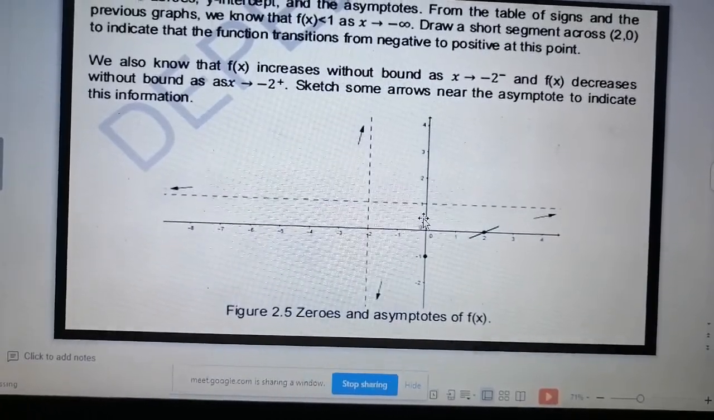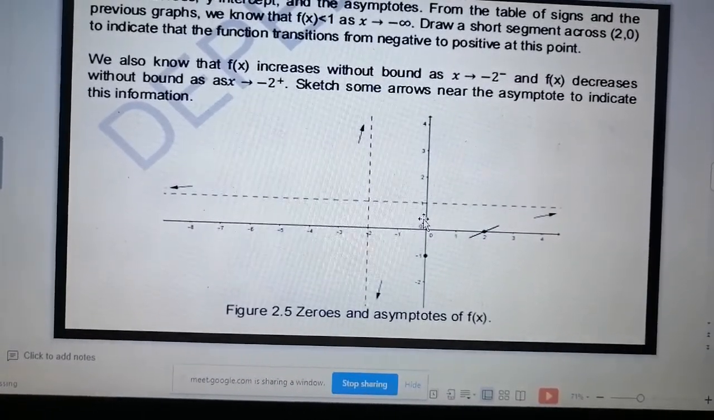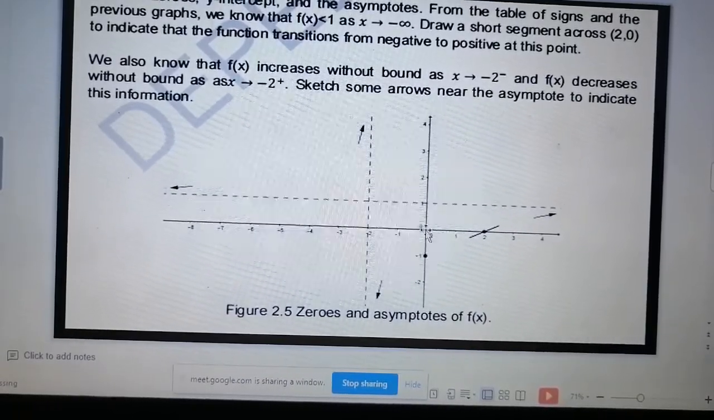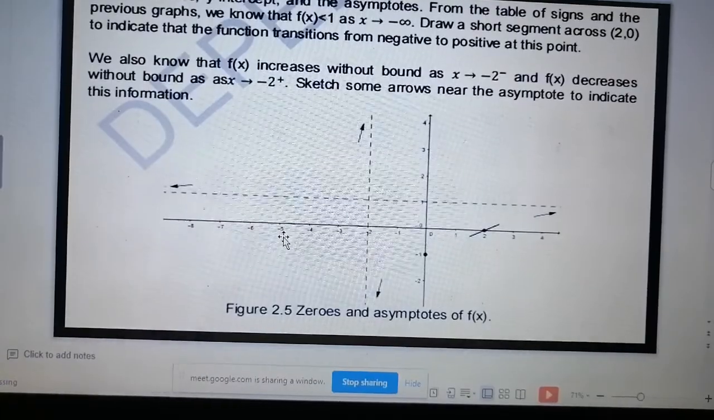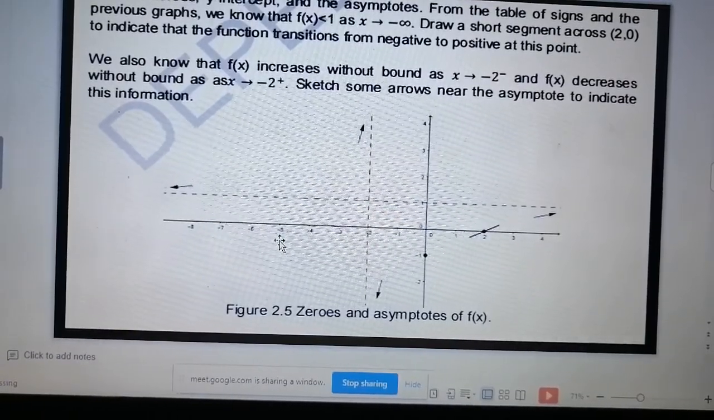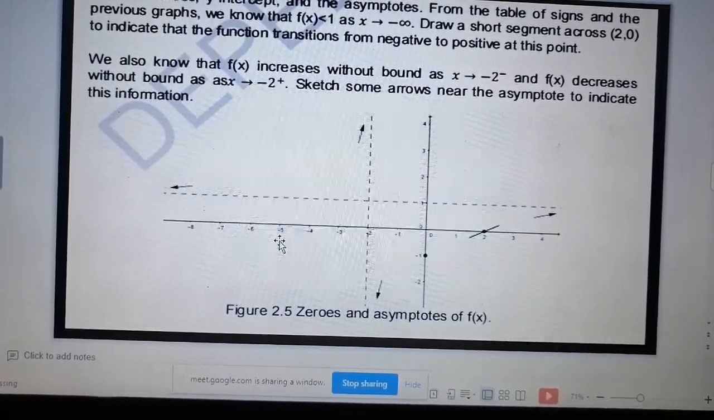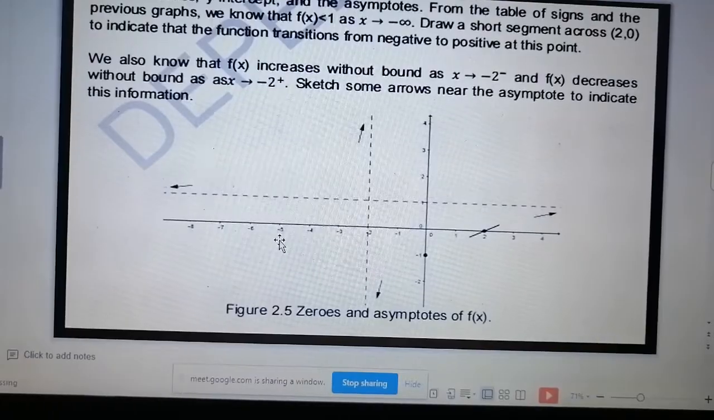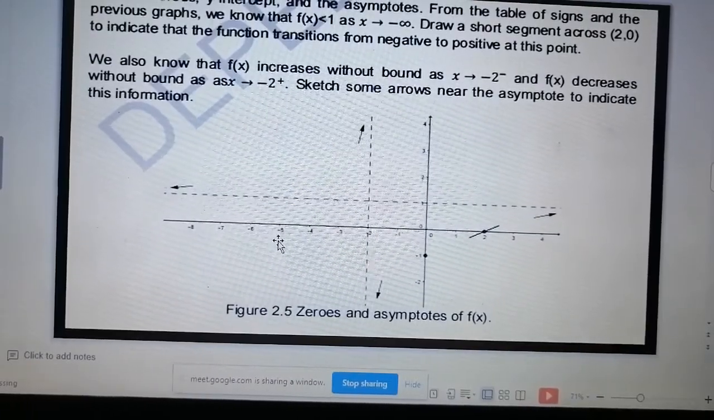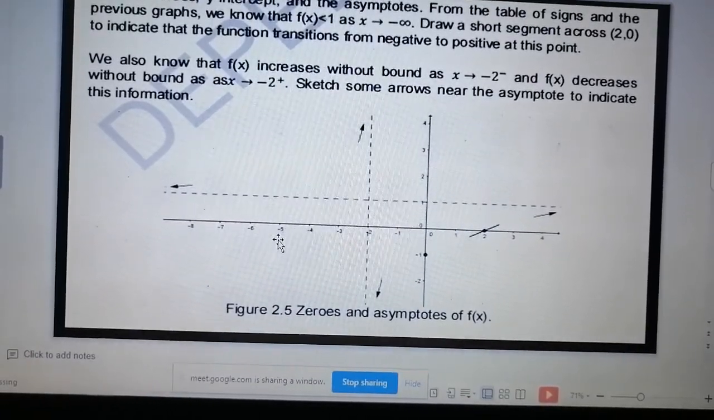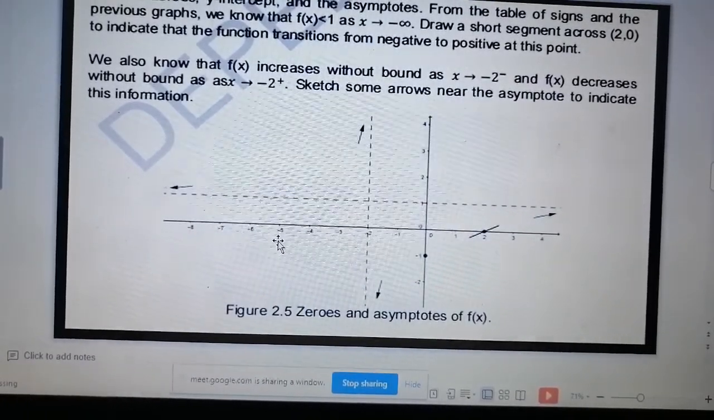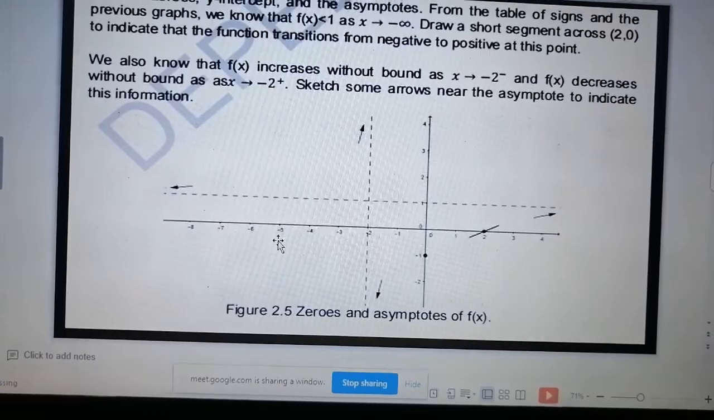Saan ang intersection? Uy guys, saan ang intersection ng axes? Hello? Saan ang intersection ng Cartesian plane? Hello? Mga batang ito.